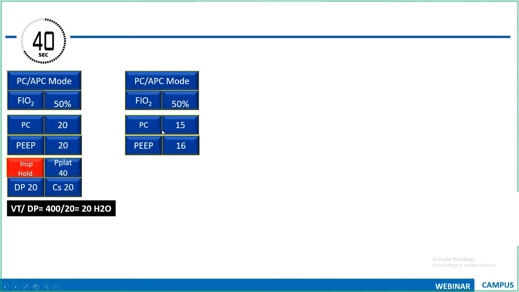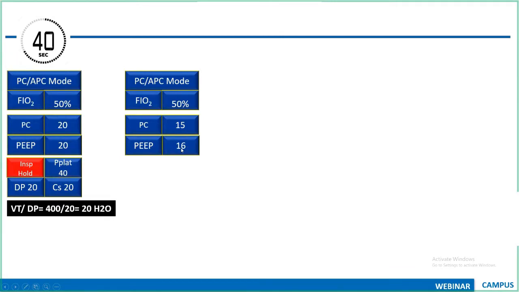So now the driving pressure we want is 15. So what you have to do? The pressure control you reduce to 15. So now your driving pressure will be 15. The PEEP, you want to see what is the optimal PEEP. So once the lungs are completely opened up, you can try something like a downward titration of PEEP. So now from 20, I have reduced my PEEP to 16.